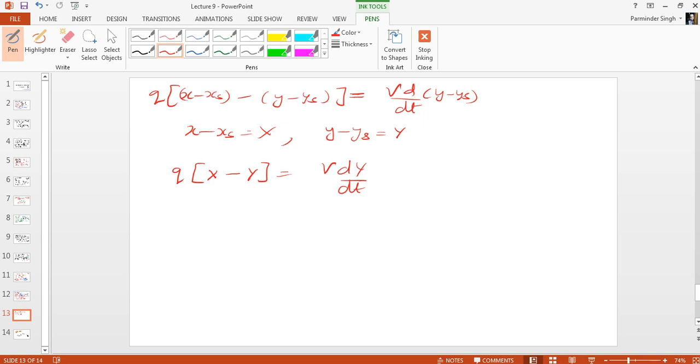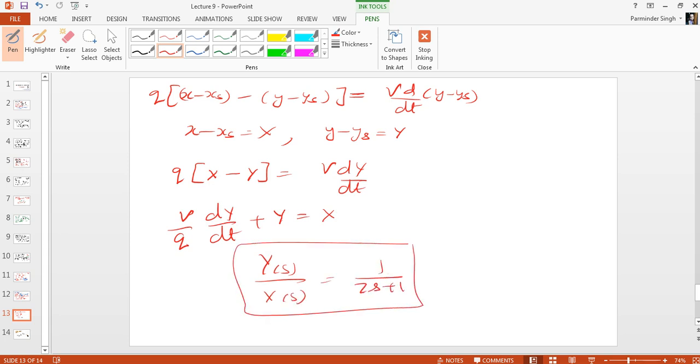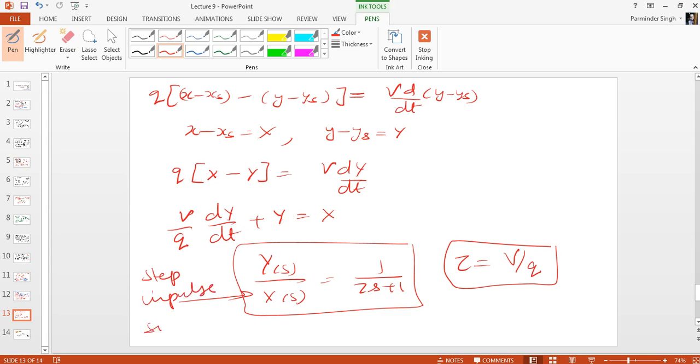So again first order, let's rearrange. So this becomes V by Q dY by dt plus Y equal to X. First order, take the Laplace, so we have Y(s) upon X(s) is nothing but 1 upon tau s plus 1, where tau is nothing but V by Q. So again, first order, so if the concentration of the salt changes by step, or by impulse, or sinusoidally, we know the responses.